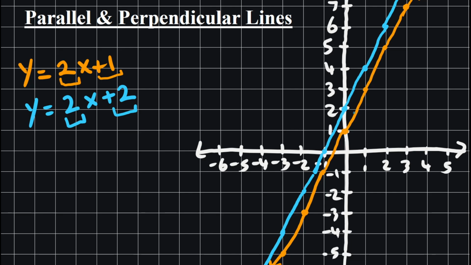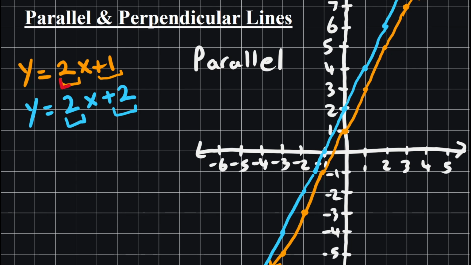Okay, so we have two lines. In blue, we have y equals 2x plus 2. And in orange, we have y equals 2x plus 1. So what can we tell about these lines? Well, these lines seem to be parallel. It looks like, just from looking at these lines on the graph, no matter how far we extend them, they will never actually touch each other.